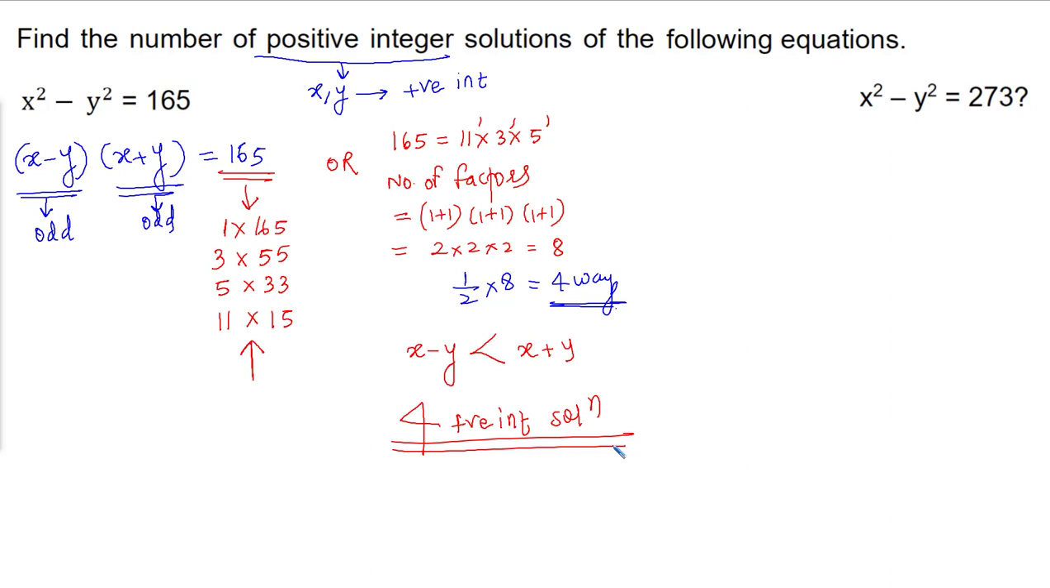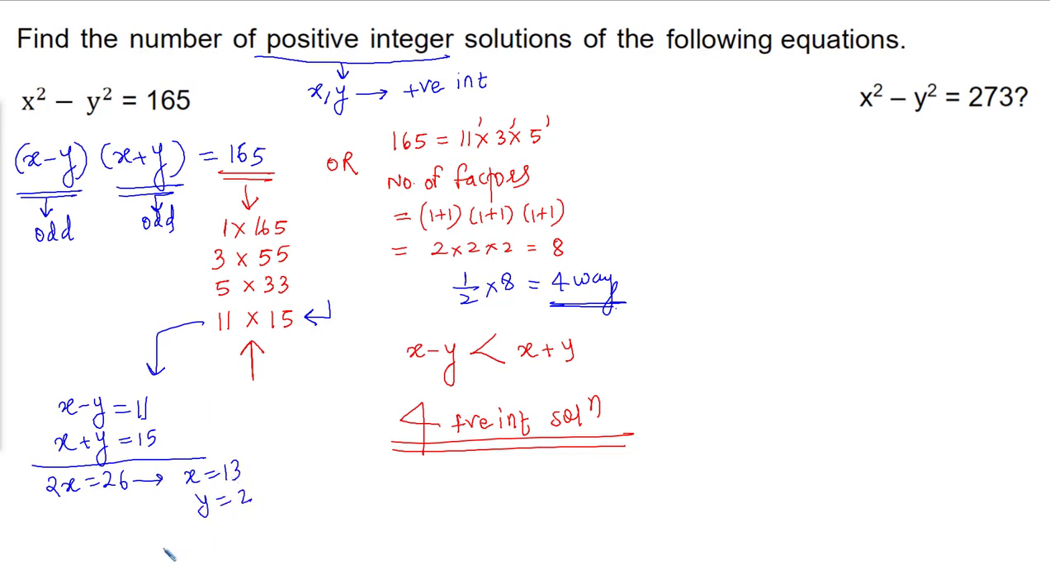So I will take any one example. Let's take 11 into 15. If I take 11 into 15, what does it mean? It means the value of x minus y has to be 11 and the value of x plus y has to be 15. If we solve these two linear equations simultaneously, we will get 2x is equal to 26, we will get x is equal to 13, and let's put x is equal to 13 in any one of the equations, we will get y is equal to 2. So we can say that 13 square minus 2 square is equal to 165. So among these 4 solutions, one of the solutions is (13, 2).